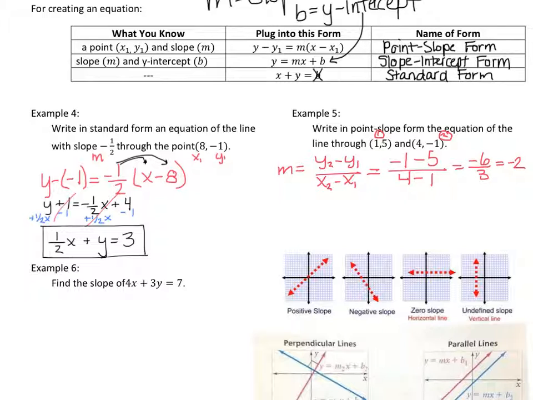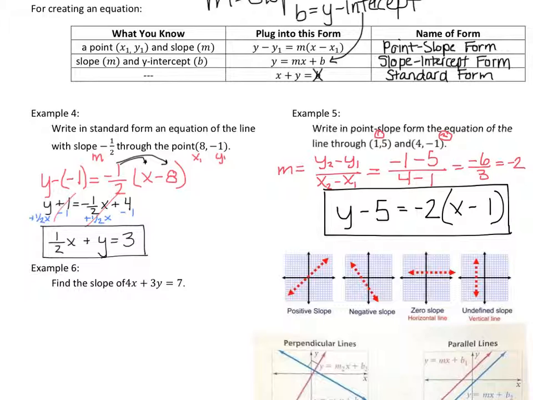So now we have slope and a point. So we just got to plug in to this point slope form. So y minus y1, I'm just going to keep my same y1, is 5 equals slope, which is negative 2, times x minus x1, which is 1. That's the answer. That's where it wanted you to get to. We got there. We can stop on that problem.